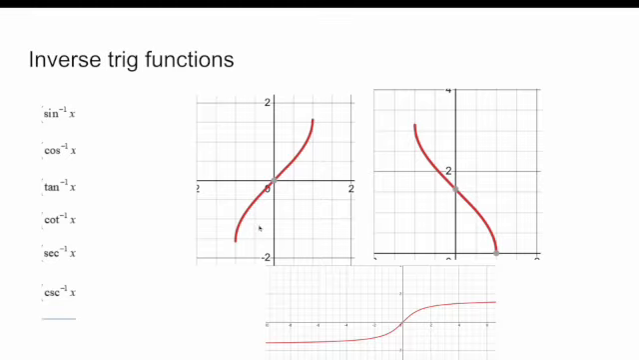Now cos is just that shifted upward, so it doesn't pass through the origin. This is cos inverse of x. And tan inverse of x is actually defined for all real numbers and once again passes through the origin.